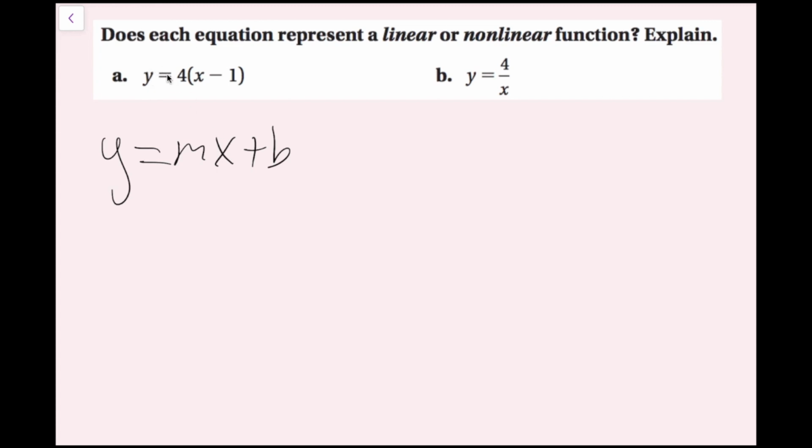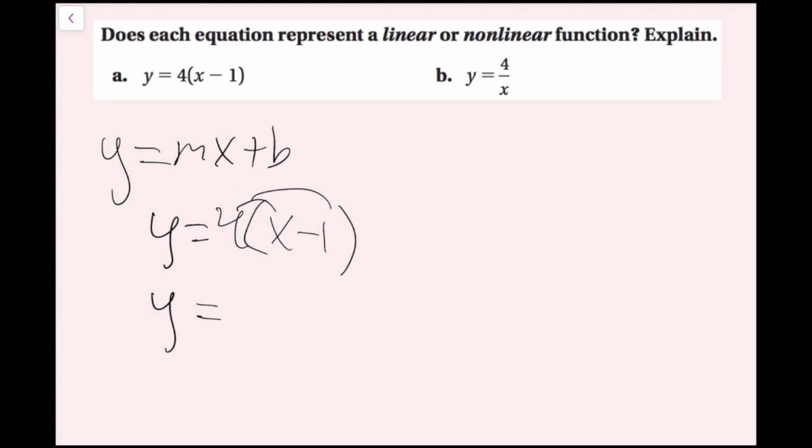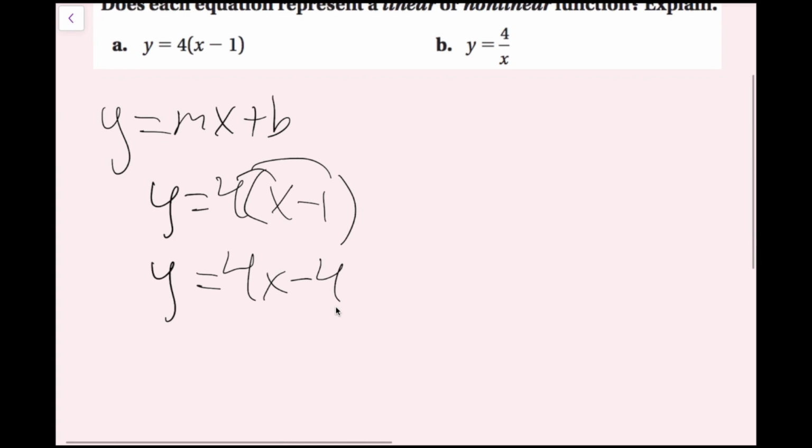So let's start with part A. This is going to be y equals 4 times the quantity x minus 1. And all I need to do is just distribute this. So I get y equals 4x minus, well, negative 1 times 4 is negative 4. So I get 4x minus 4. And if you see, this is in slope-intercept form. I can easily identify my slope as 4 and my y-intercept as negative 4. So because of that, this is a linear function. And the explanation would be because it's in slope-intercept form.